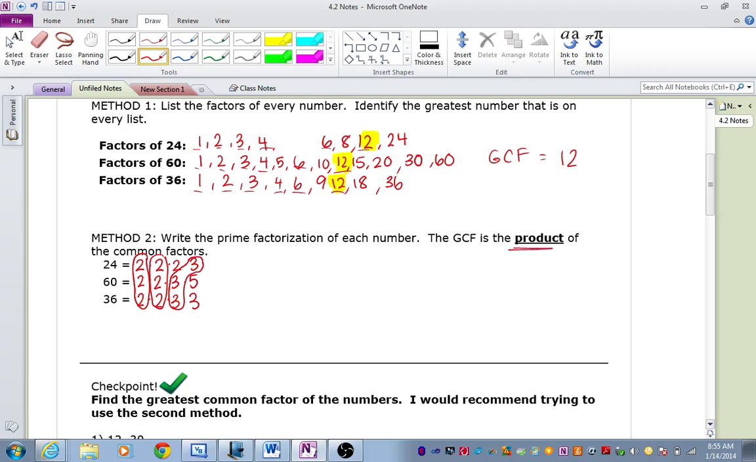Now it says it's the product of the common factors. So I'm going to take each set, and I'm just going to write it once. So I have 2 from this set. I'm going to write down another 2, and I'm going to write a 3. You only write it once, and then you're going to multiply them together. 2 times 2 is 4. 4 times 3 is 12. Okay? So either method works. However, I think method 2 is probably the way we should be trying to go.